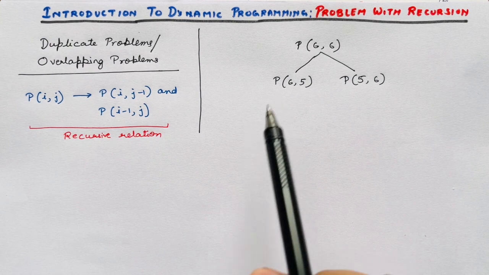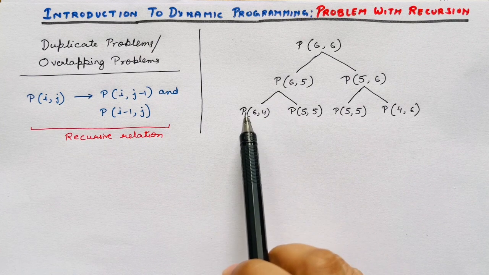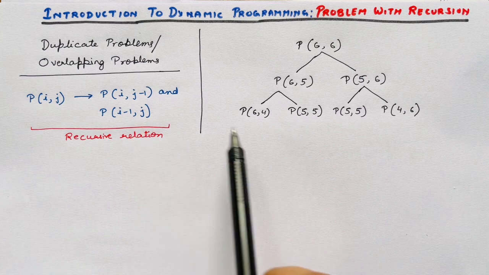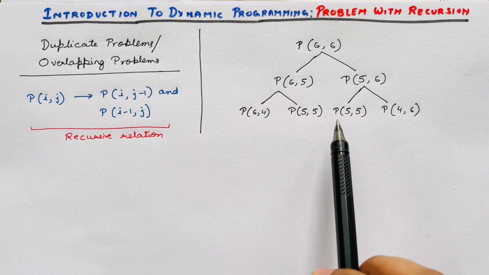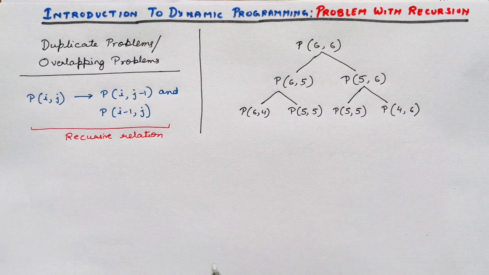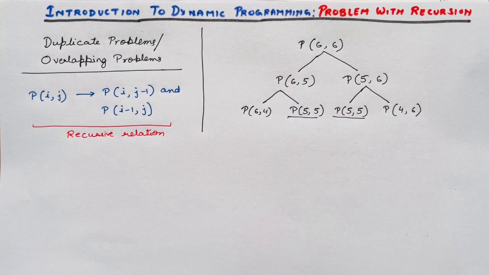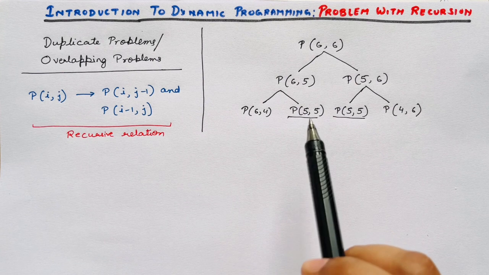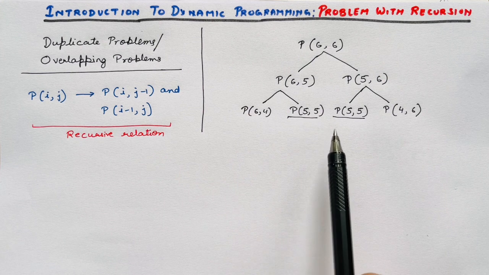Now what will be the further progression of this tree? Let's see. For P(6,5), the first child will be (i, j-1), meaning P(6,4). Then the second will be (i-1, j), meaning P(5,5). And similarly for P(5,6), it will be P(5,5) and P(4,6). Do we see the problem here? The problem here is this P(5,5). This is coming twice. That means this same problem with the same input will be computed twice. We don't want that. We don't want to spend our computational power twice.